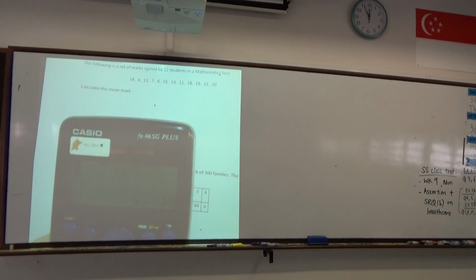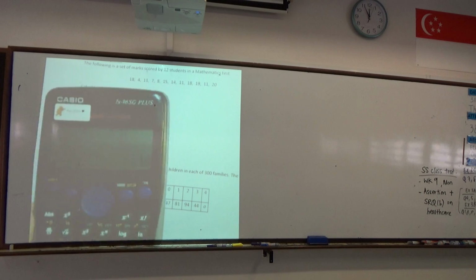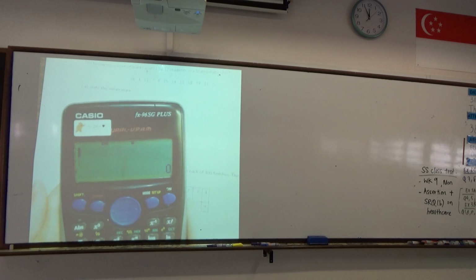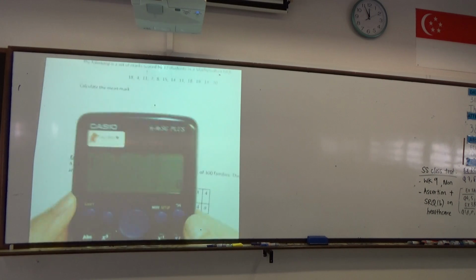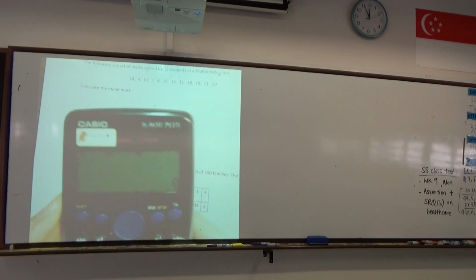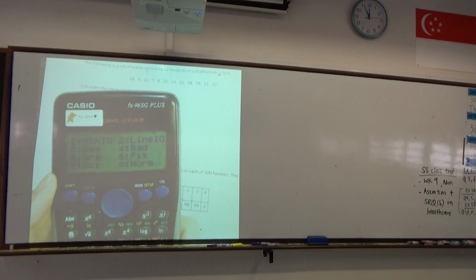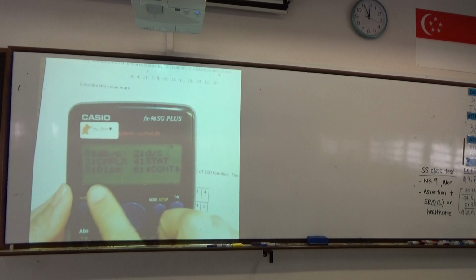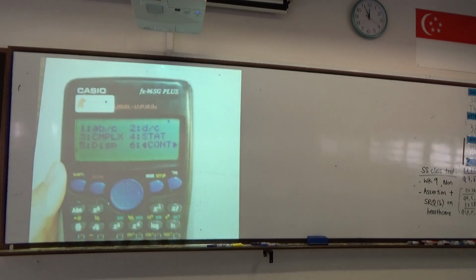Now what if you have your frequency already switched on? If your frequency is already switched on, following the frequency instruction, you can press Shift and then set up, then press down to the next page and look for stats. Number 4, statistics.